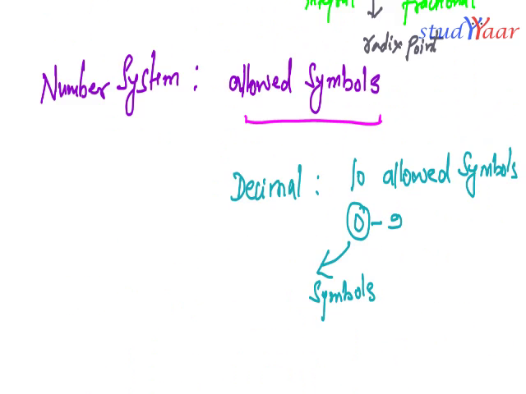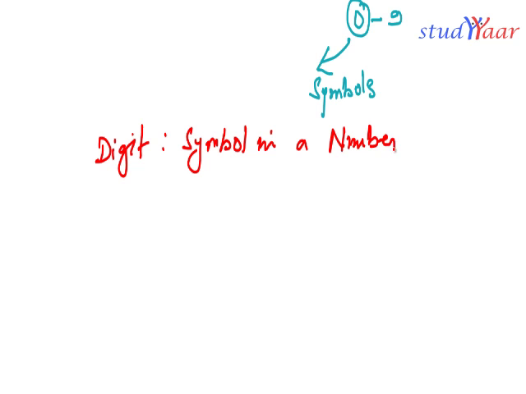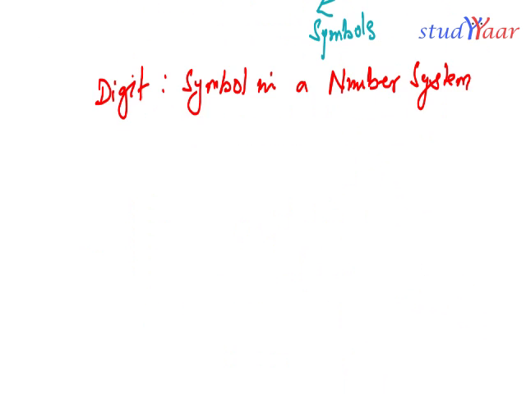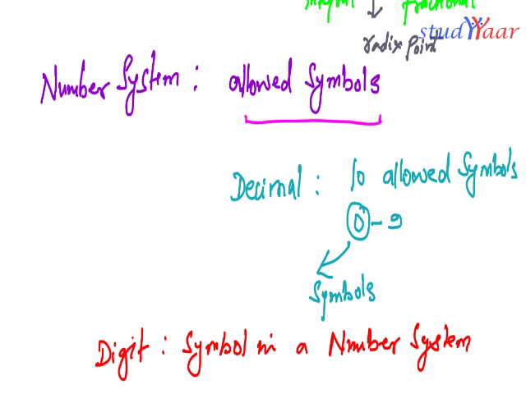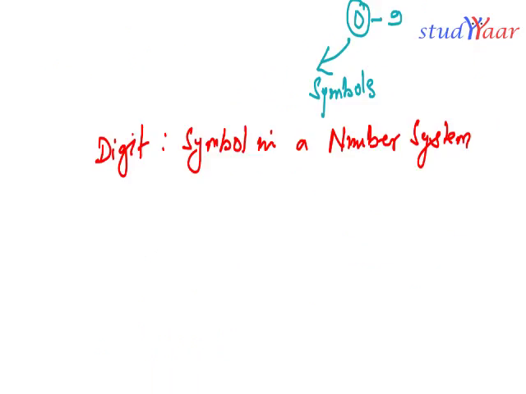A symbol in a number system is called a digit. Okay, what is a digit? A digit is a symbol in a number system. So we used 1, 2, 3, 5, 6, which are symbols, to form a number. So that was the interpretation of allowed symbols when specifying a number system.